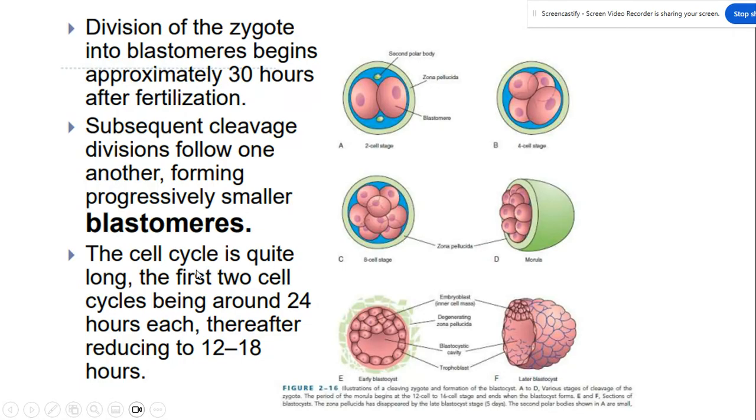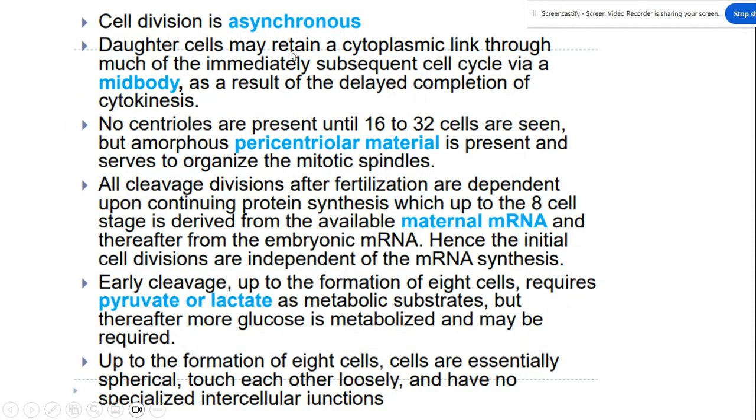The cell cycle is quite long. The first 2 cell cycles take around 24 hours each, thereafter reducing to 12 to 8 hours. So it picks up speed, but it takes a little time. Subsequent cleavage, progressively even smaller blastomeres, right? Cell division is asynchronous. Daughter cells may retain a cytoplasmic link through much of the immediately subsequent cell cycle. We have a mid-body as a result of delayed completion of cytokinesis, right?